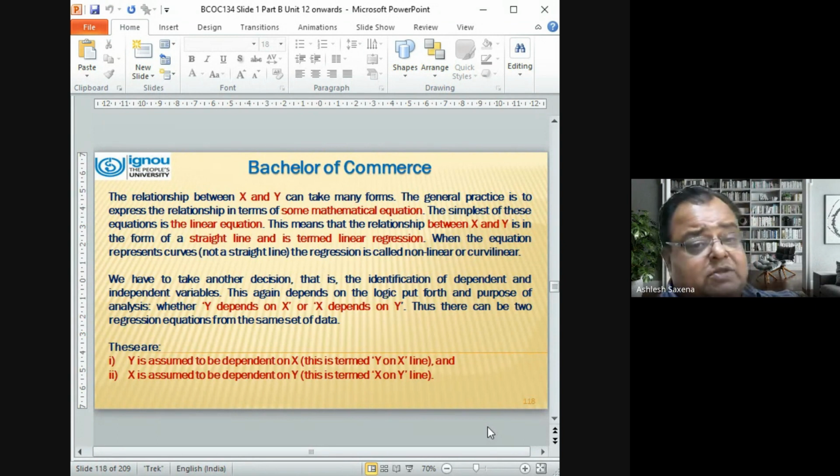We have to take another decision, that is the identification of the dependent and the independent variables. This again depends on the logic put forth and the purpose of analysis, whether y depends on x or x depends on y. Thus, there may be two regression equations from the same set of data. If y is assumed to be dependent on x, then it is termed y on x. And if x is assumed to be dependent on y, then we say x on y line.